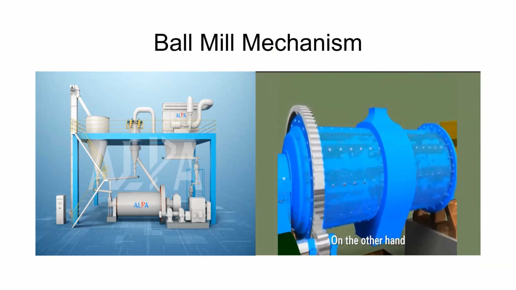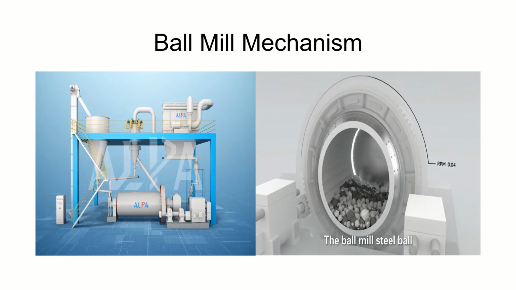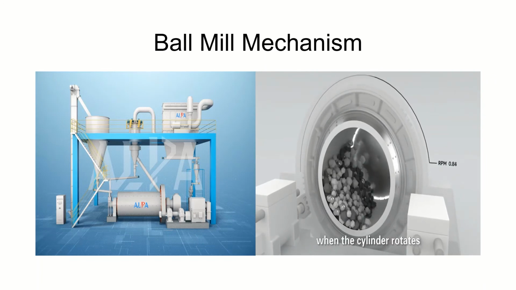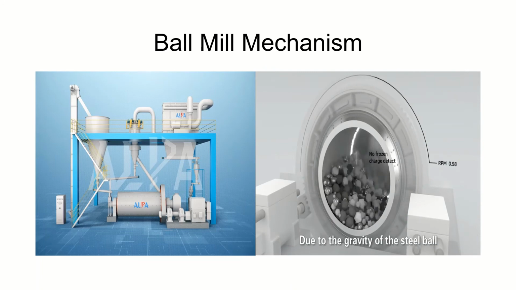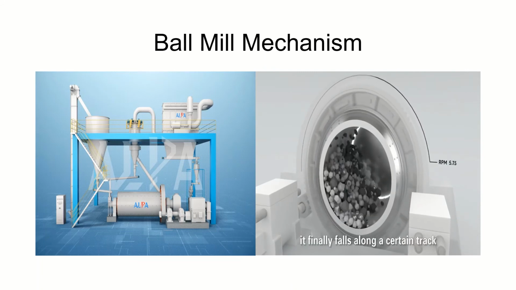On the other hand, the grinding medium revolves and rotates along the axis, and crushing and peeling forces on the ore are generated between the grinding medium and its contact area with the barrel, thereby grinding the ore. The ball mill steel ball is lifted to a certain height when the cylinder rotates. Due to gravity, the steel ball finally falls along a certain track.